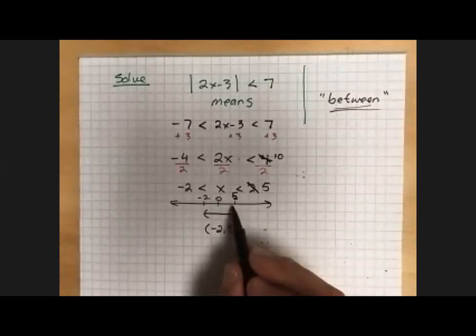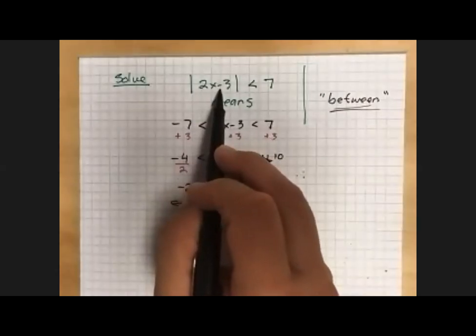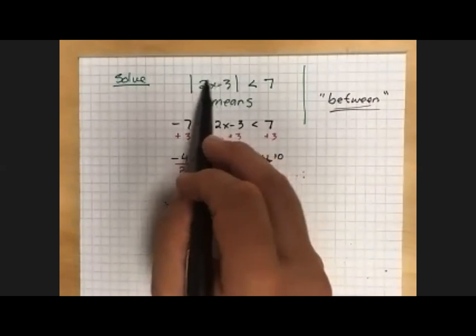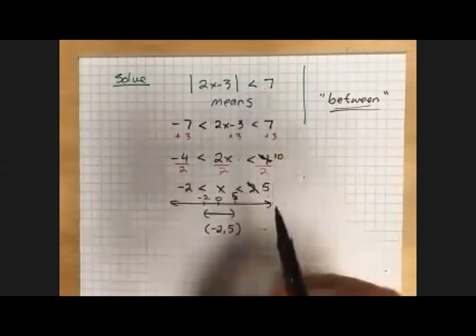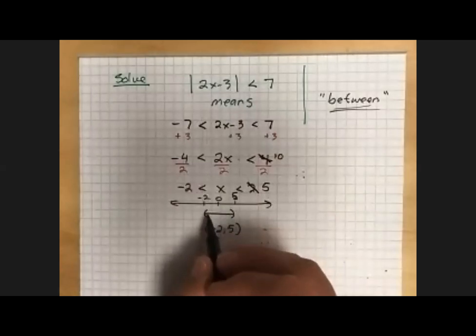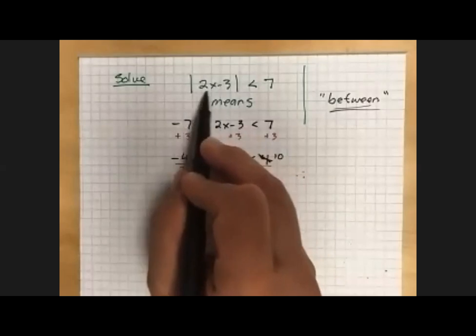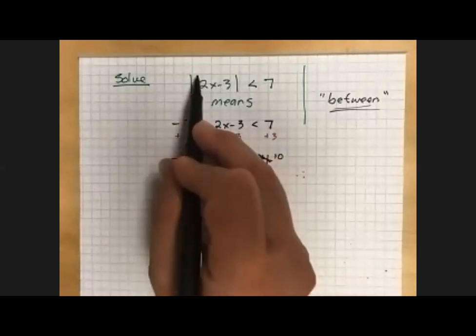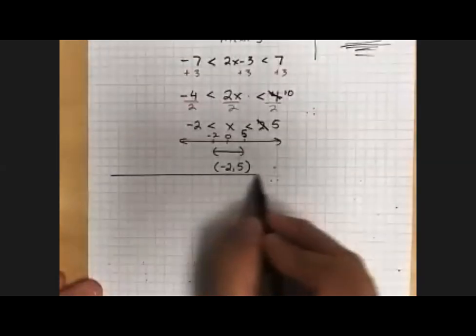Does 5 work? Better not, or else I've done something wrong. Let's put 5 in here. 10 minus 3 is 7. That's why 5 doesn't work, because it makes a 7. And 7 is not less than 7. But every other number in here works. -2 apparently makes this equal to 7 also. -7, absolute value, which would be 7. Okay. You got the name of the game.